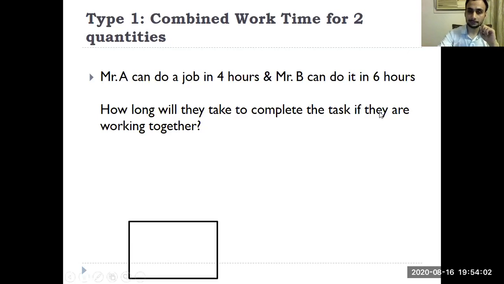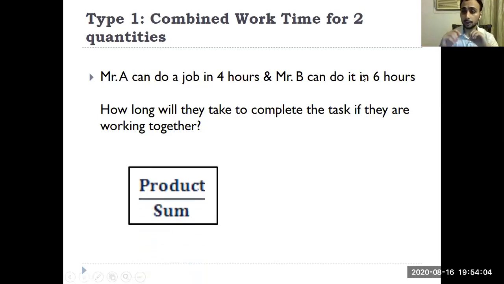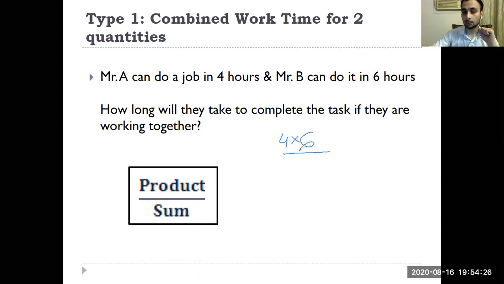So the formula is simply product of the individual times divided by sum of the individual times. So what you do simply over here is you take the product of the individual times. What is A ka time? A ka time is 4. What is B ka time? B ka time is 6. I take the product of that. What do I divide it by? I divide it by the sum, 4 plus 6. What I have at the end is 24 divided by 10, which is simply 2.4.